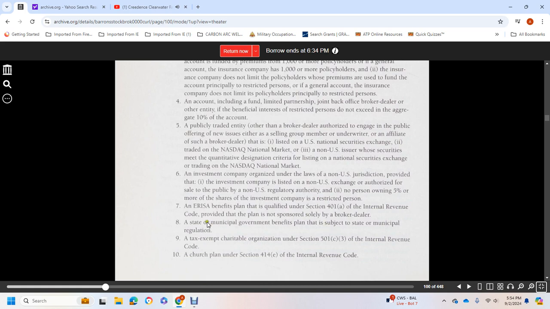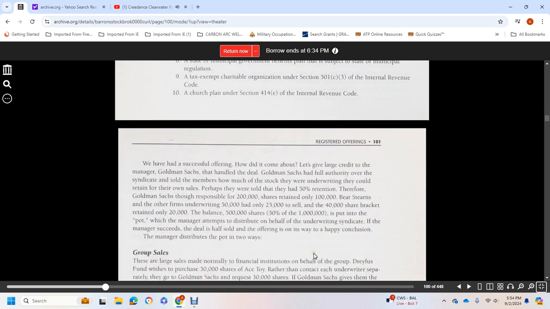An ERISA benefit plan qualified under Section 401 of the Internal Revenue Code, provided the benefit plan is not sponsored solely by the broker-dealer. State or municipal government benefit plans that are subject to state or municipal regulation. A tax-exempt charitable organization under Section 501(c)(3) of the Internal Revenue Code, or a church plan under Section 414(e) of the Internal Revenue Code.